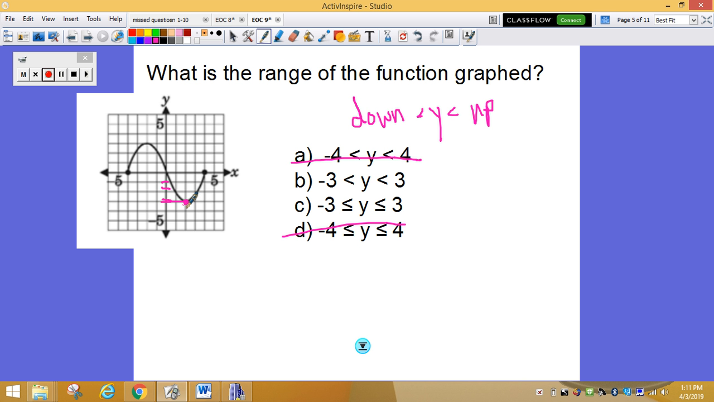Does it touch at -3? It sure does, which means it should have the line under it. So it's C. Now let me show you how they got the +3. Down to up, this is as high as it goes, which is at +1, 2, 3. And again, it touches, so they put that line under it. So that should be C.